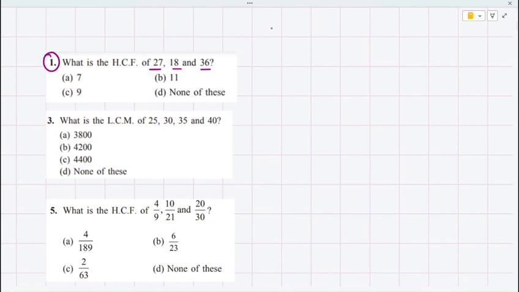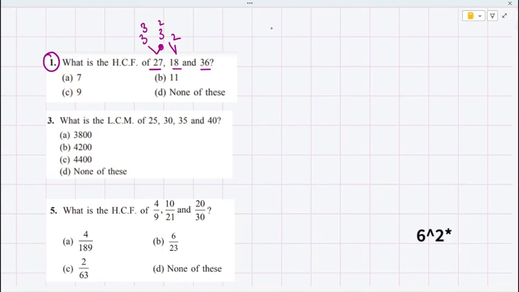So going with the shorter method, 27 is 9 into 3. So it is directly 3 raised to the power 3. So we'll write it in this form. Then 18 we have 9 into 2. So it will be 3 raised to the power 2 into 2, right? 9 into 2 it will be 18. And 36 we have 6 raised to the power 6.